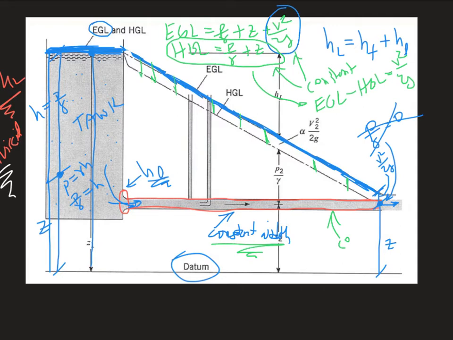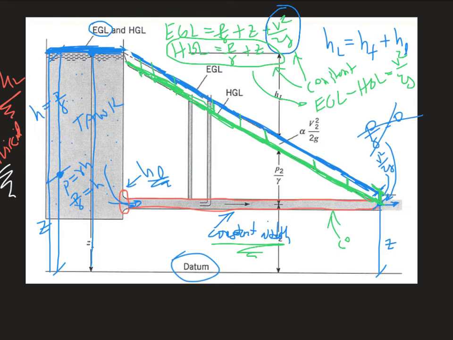So once you figure out what that distance is, which of course we've already defined down here, it's got to be that way all the way up to here. So these lines are going to be parallel, which happens frequently, but not always. So our HGL is basically just going to follow that one all the way down.